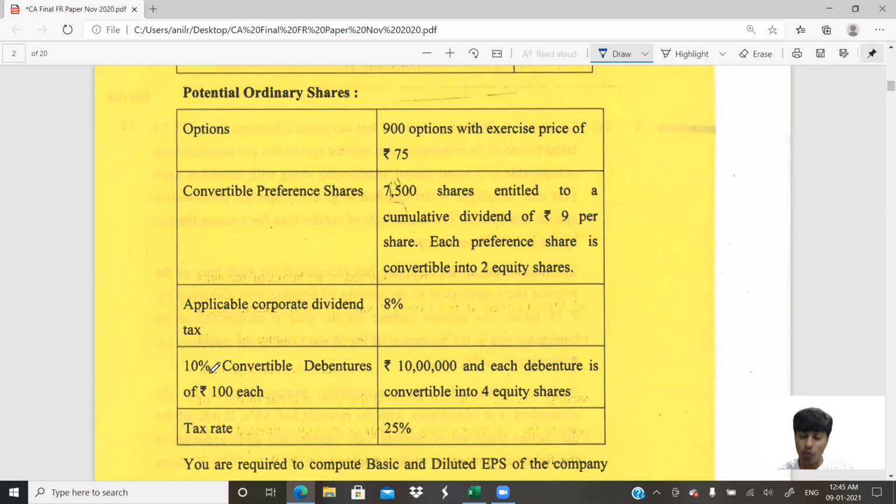Because the answer is pretty simple. Why do we do this? If I end up taking preference shares before, even if the preference shares are anti-dilutive, it might not be evident to us. So the order is pretty simple. First take options, then take debentures, and at last take preference shares. If we take preference shares before debentures, we cannot make out that they are anti-dilutive. So don't make that mistake. Always take options first, then debentures, and then your preference shares.